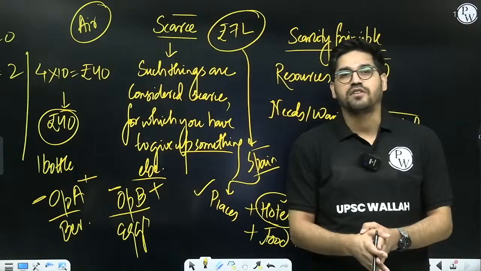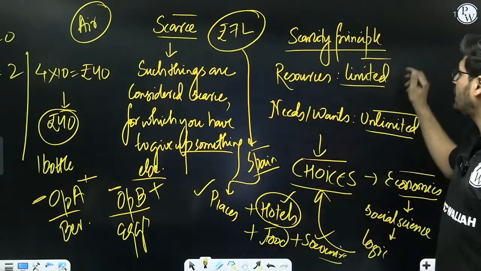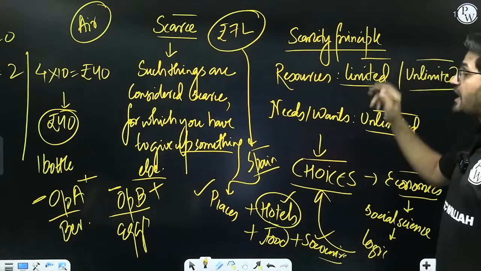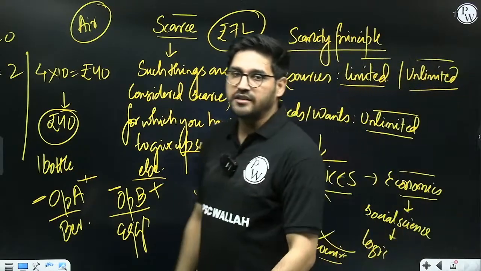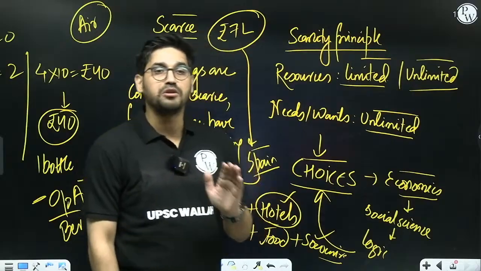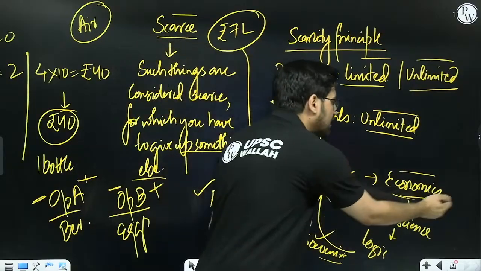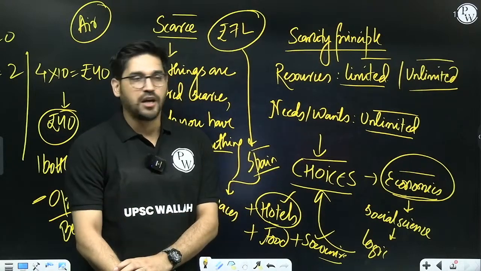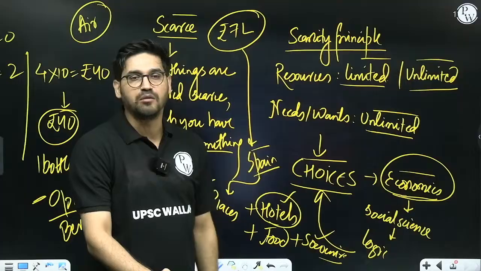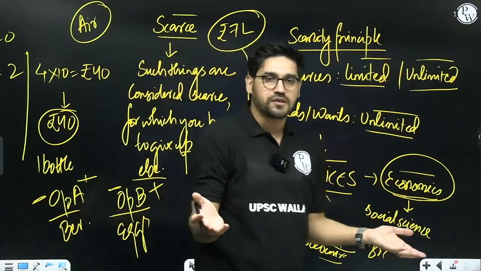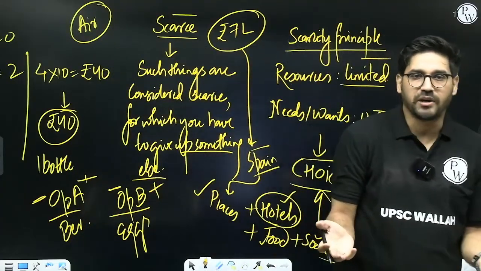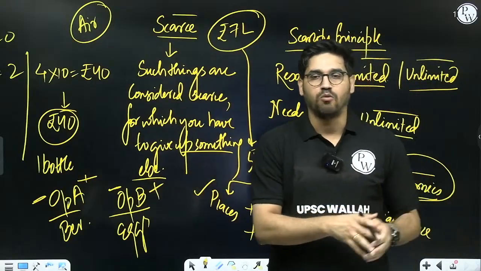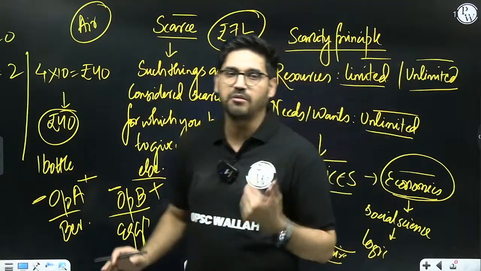It means that if resources in the world were unlimited, there would have been absolutely no need for the academic discipline which is called economics. Why? Because if resources were unlimited, there would have been no choice. You don't have to make a choice. It's not like you have to give up something to get something else. Whatever you decide to put your hands on becomes yours.